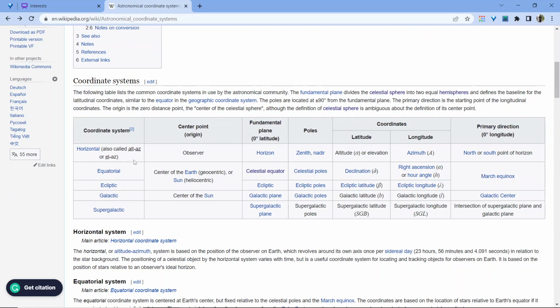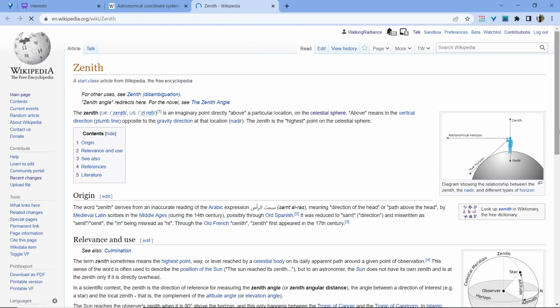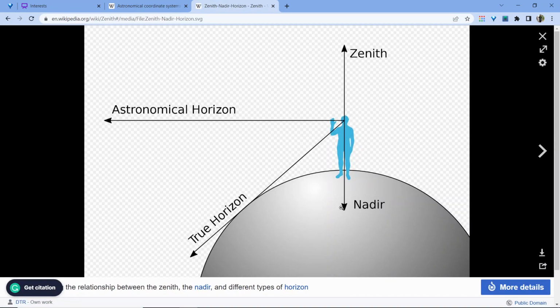So, horizontal coordinates are centered at the observer. The fundamental plane, or 0 degrees latitude, is the horizon. The poles are the zenith and the nadir. So the nadir is straight down, the zenith is straight up. This is the astronomical horizon, this is the true horizon.